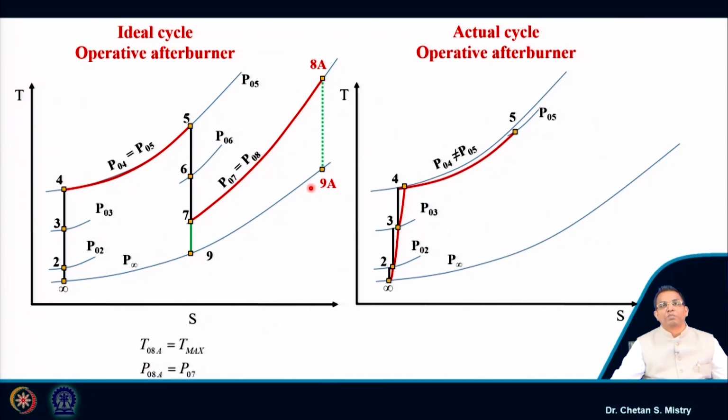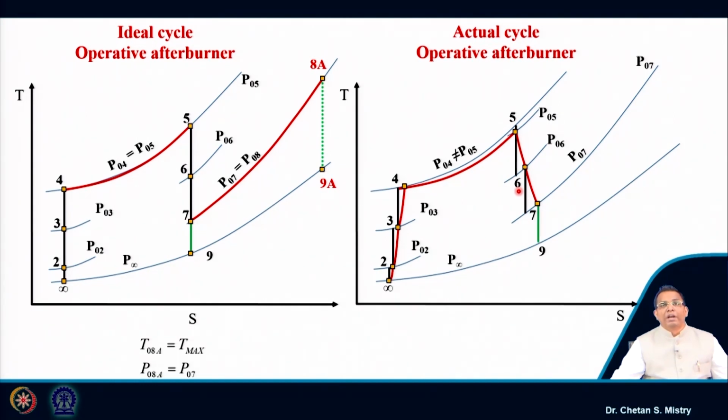Now, here this is my turbine entry temperature. The expansion process ideally should be 5 to 6, but in actual the expansion process is represented by this red line. Here, if we look, my exit temperature from the turbine will be higher than that of my ideal process. Then my flow enters the LP turbine, where we have the actual process, represented by this line.